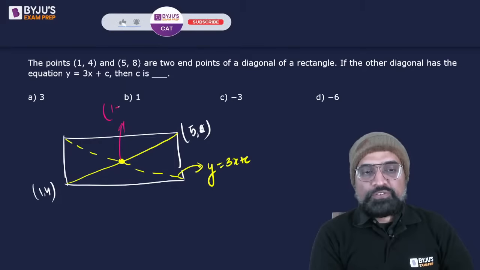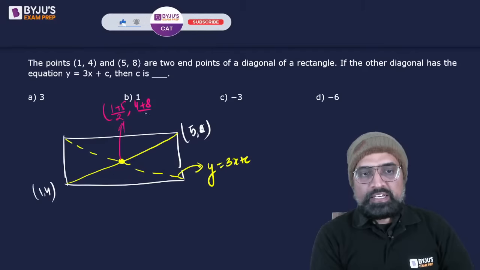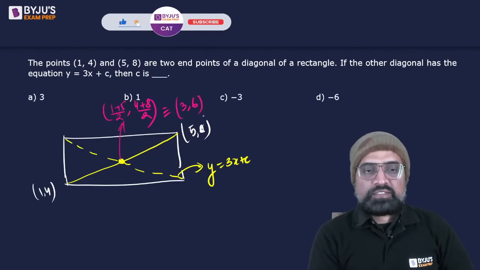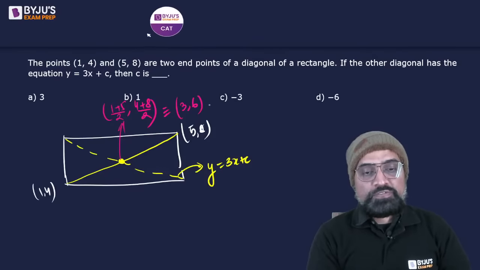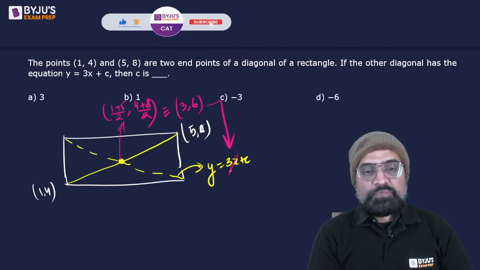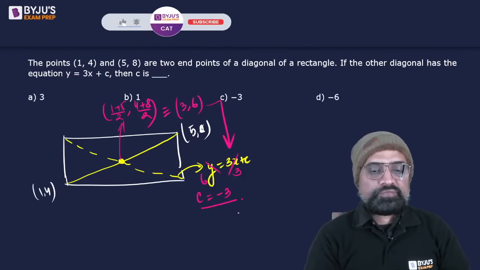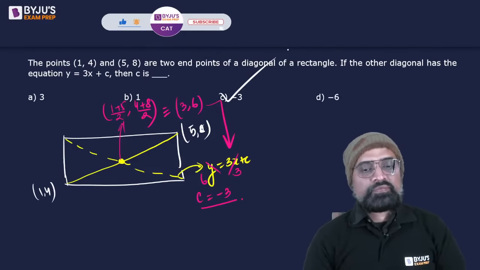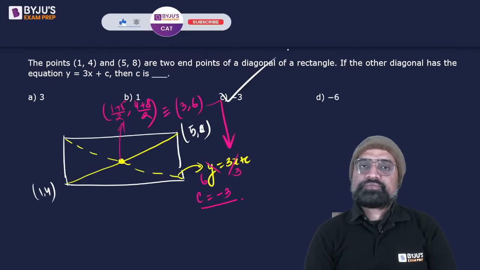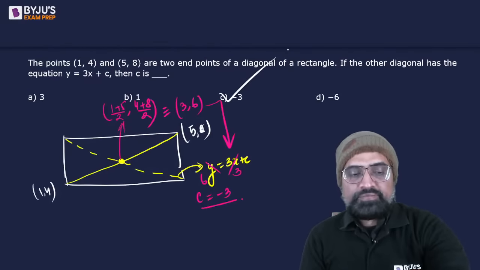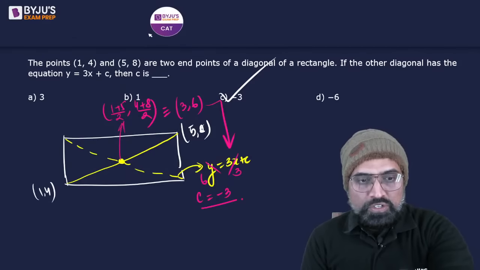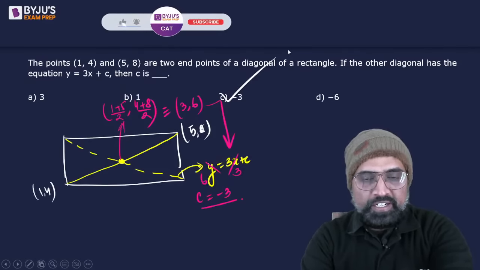What is the midpoint value? (1 + 5)/2 and (4 + 8)/2, which is nothing but (3, 6). So (3, 6) should satisfy this. As in, if I put 3 instead of x and 6 instead of y, we will get the value of c. So c turns out to be -3, right? Chalo. So almost all of you have answered it correctly. Good.